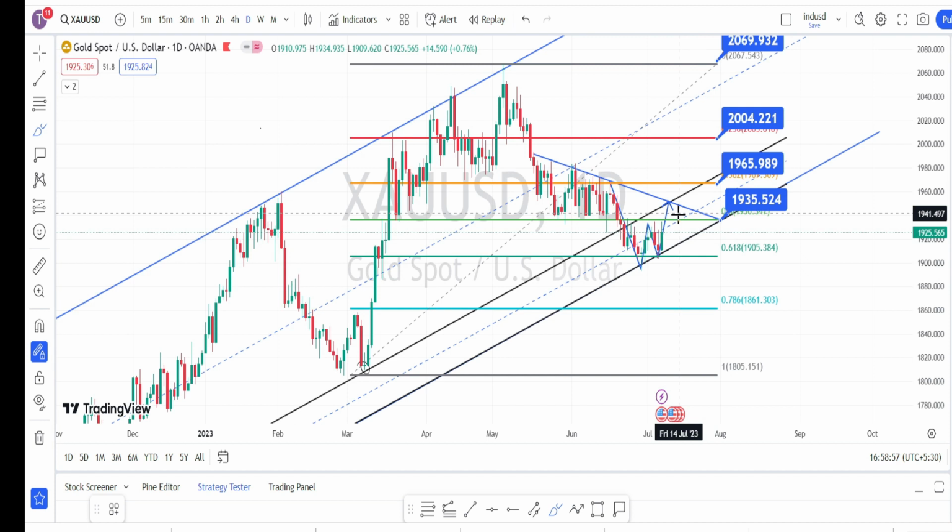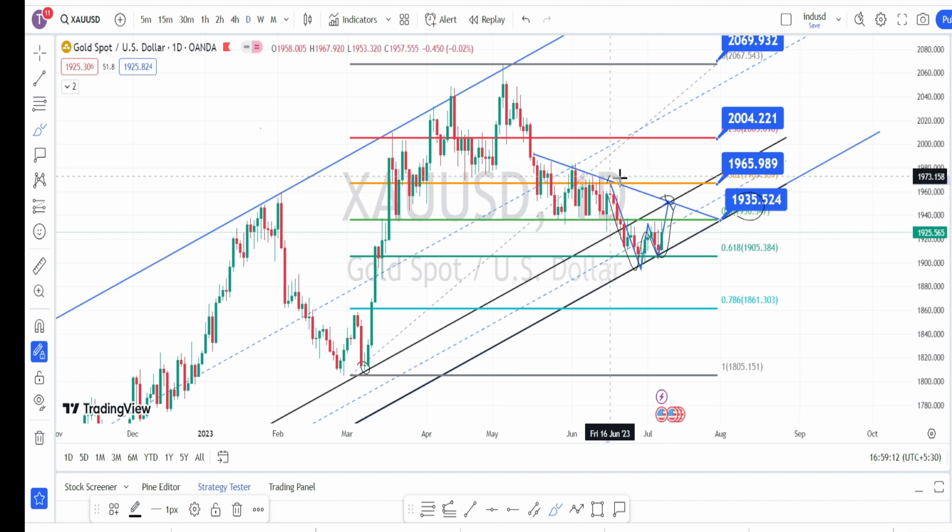And on the bullish side, once the price action breaks this next level of the double bottom pattern, which is going to be around 1935, next level of resistance is going to be the resistance line from the daily time frame. And once this resistance line is breached, we can expect it to retest on the resistance level of 1965.